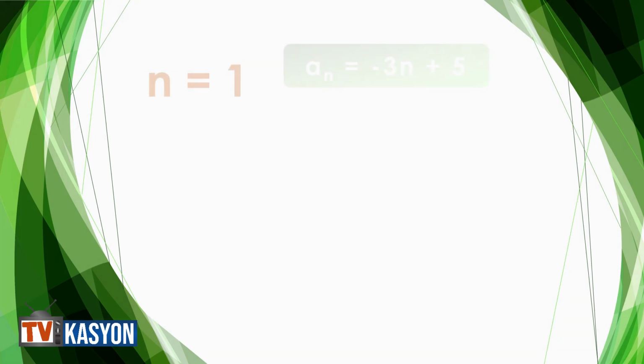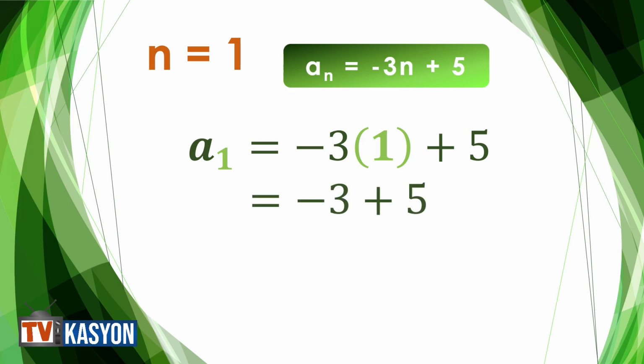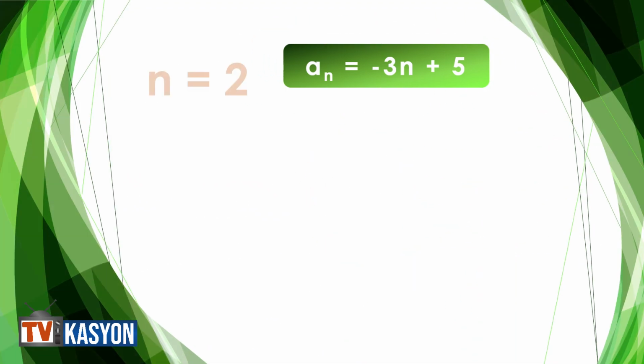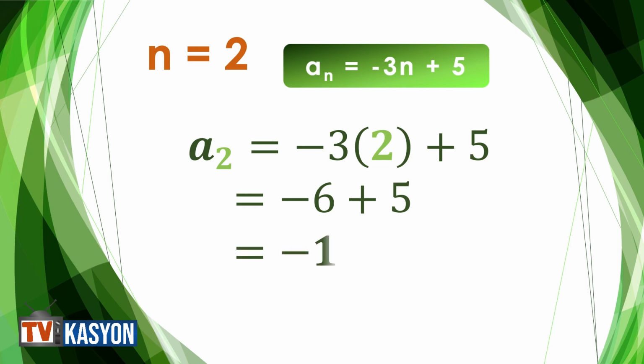For the first term, where n is equal to 1, we write a sub 1 equals negative 3 times 1 plus 5. Negative 3 times 1 equals negative 3 plus 5 equals 2. For the second term, where n is equal to 2, we write a sub 2 equals negative 3 times 2 plus 5. Negative 3 times 2 equals negative 6 plus 5 equals negative 1.